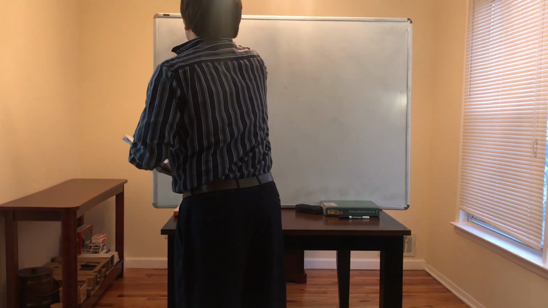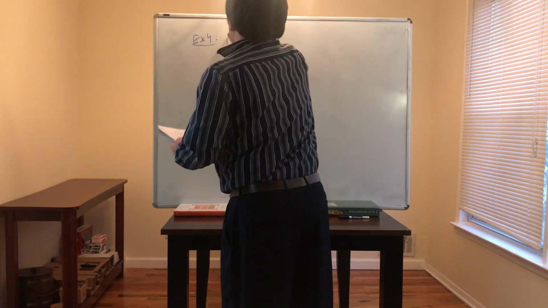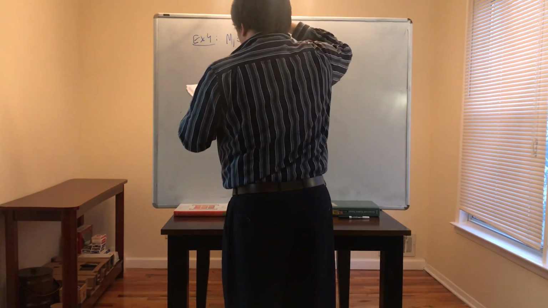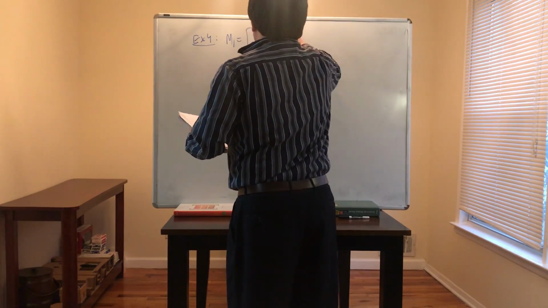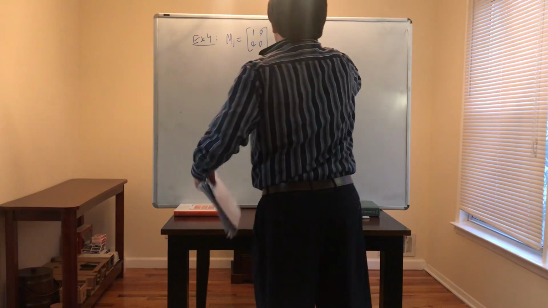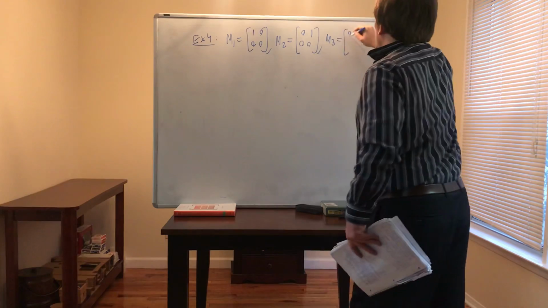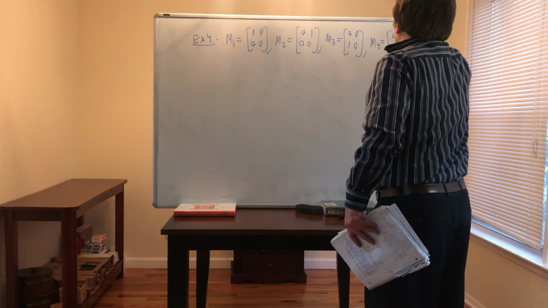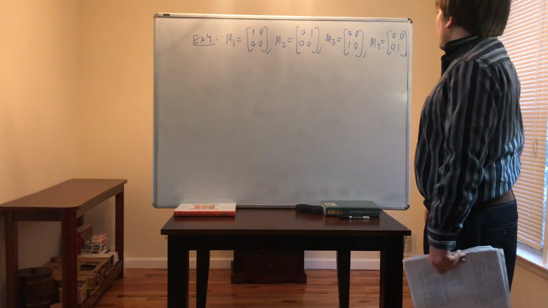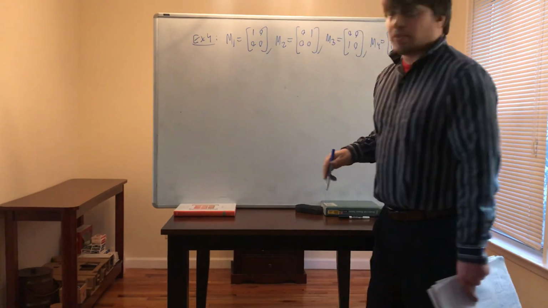So example 4. These 4 vectors will form a basis for M sub 2,2. This is the standard basis for M sub 2,2. Okay, so these 4 matrices are vectors in the vector space M sub 2,2, right?